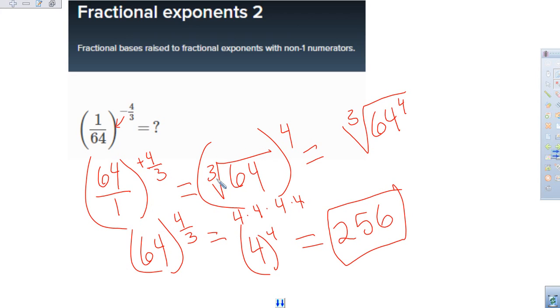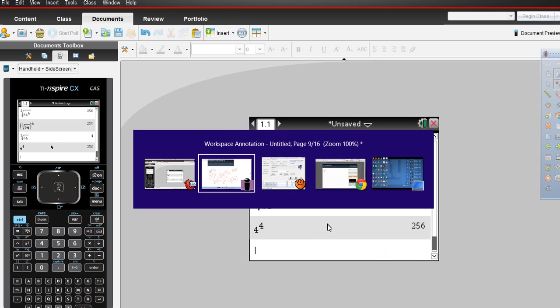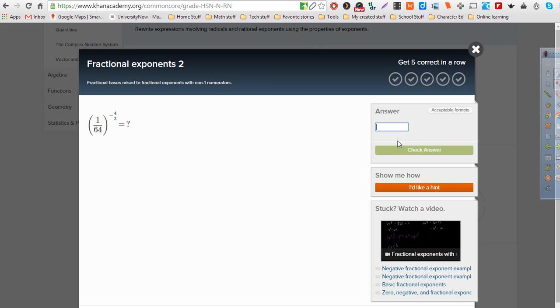Here I like to think of this as the cube root of 64, which is 4. And I know that number. And then 4 to the 4th. But it doesn't really matter how you do it. Our answer is going to be the same. It's 256. So let's put that in there. 256. And let's check another problem like this, okay?